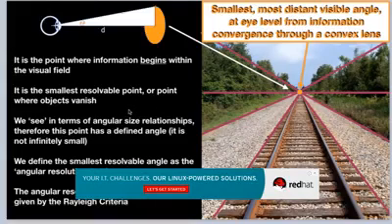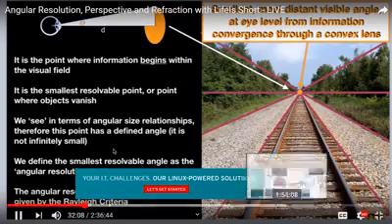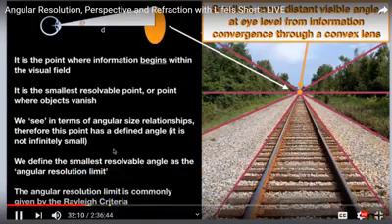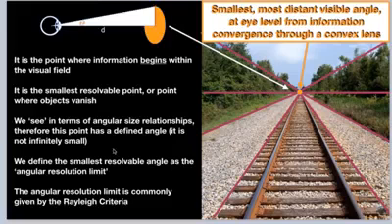So it's the smallest resolvable point, or the point where objects vanish. We see in terms of angular size relationships, therefore this point has a defined angle, which we talked about, and it is not infinitely small. So I often ask people, well, do we see forever? And the answer is no, we don't see forever, obviously. We define the smallest resolvable angle as the angular resolution limit, and the angular resolution limit is commonly given by the Rayleigh criteria.